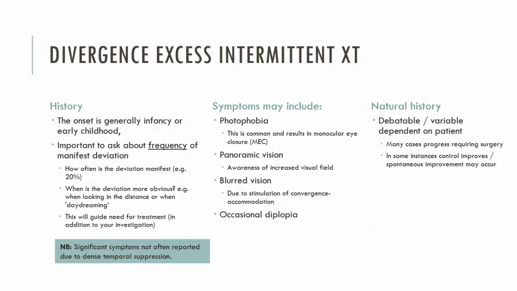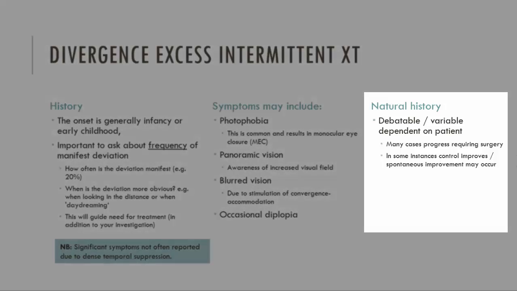Okay, one other thing I'd like to point out is the natural history of this condition. Now, what I mean by natural history is what do we expect will happen to this condition over time if we never intervened? Does it become worse? Does it become better? Does the patient learn how to control it? They're the sorts of questions we're asking around natural history. And it's important to understand the natural history of divergence excess intermittent XT, because it's something that needs to factor into whether you're going to manage the patient or not.